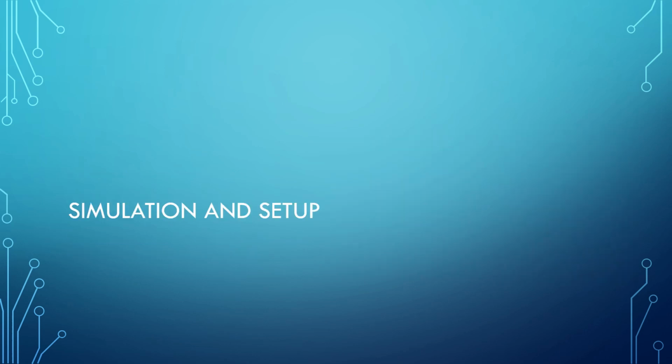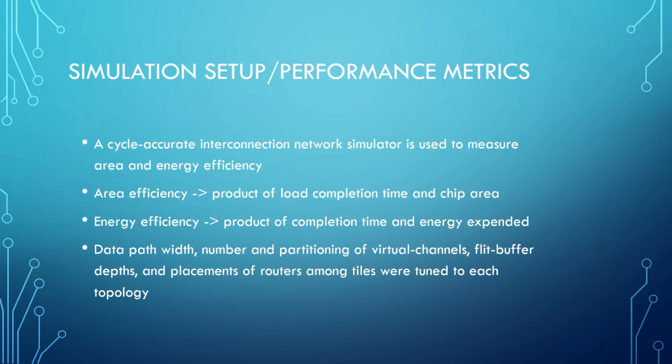So we'll look at the simulation and setup of the experiment here. For the simulation, a cycle-accurate interconnection network simulator was used to measure the 2 key metrics, area and energy efficiency, that were previously explained in this presentation. Area efficiency is a product of completion time and chip area, and energy efficiency is a product of completion time and energy expended. Data path width, number and partitioning of channels, buffer depths, and placement of routers among tiles were tuned for each topology to get the best performance.